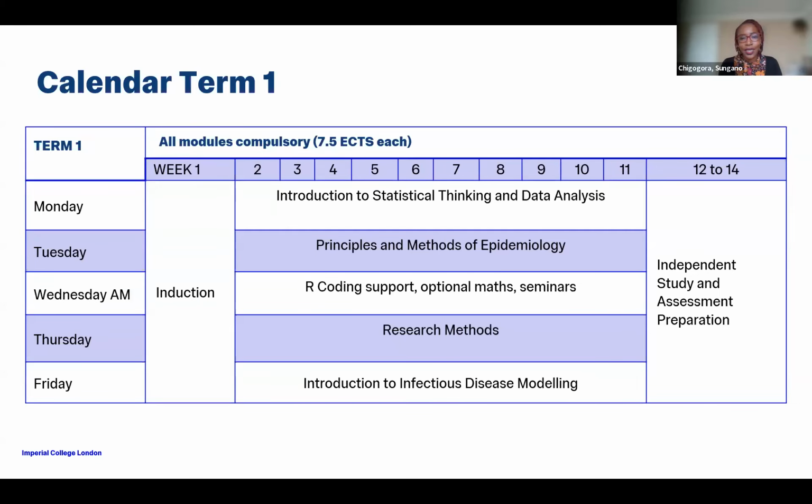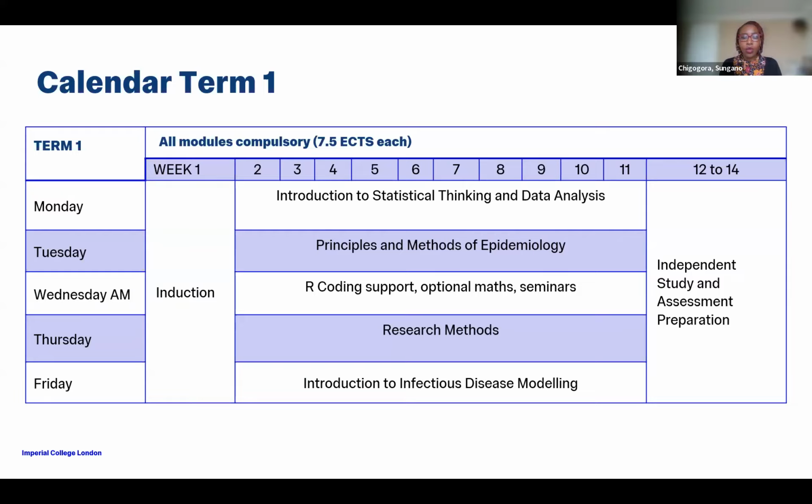We'll reiterate this encouragement because it is really important that you develop strong R coding skills and you're not taught R on the modules. You will practice and apply that, say for Intro to Stats and IDM, but they don't teach you R skills. But we do provide an opportunity for you to develop those R skills through these non-credit bearing sessions. You will also get optional maths, which you will apply to a couple of the modules in term 1 and a lot in term 2.